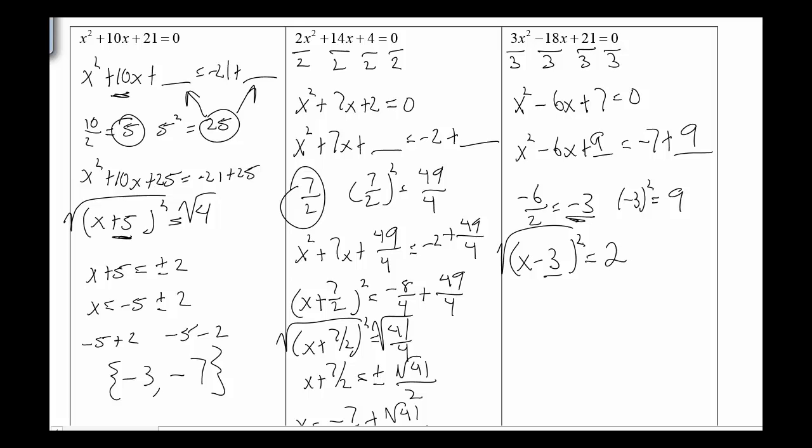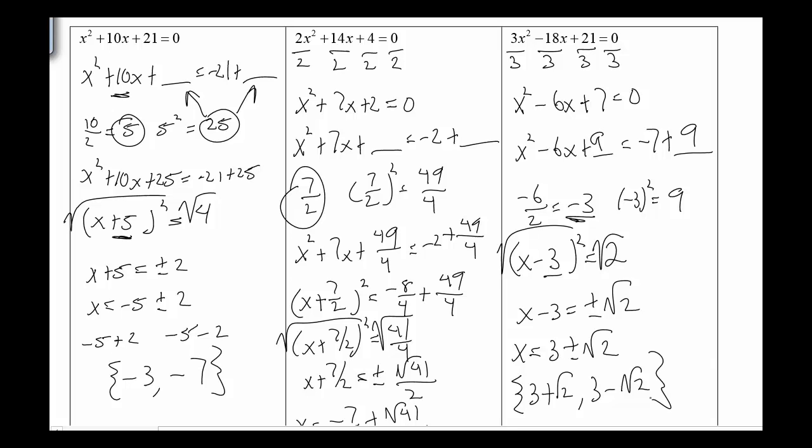Then I want to take the square root, so x minus 3 equals plus or minus the square root of 2, and can't really simplify the square root of 2, so I get x equals 3 plus or minus the square root of 2, and that's it. That's probably a perfectly fine answer. So I have 3 plus the square root of 2 and 3 minus the square root of 2 as my two solutions.